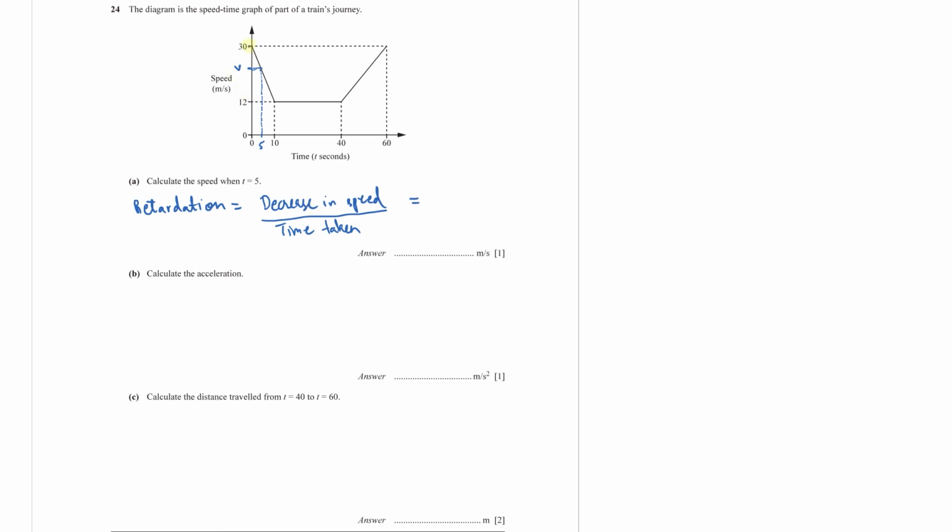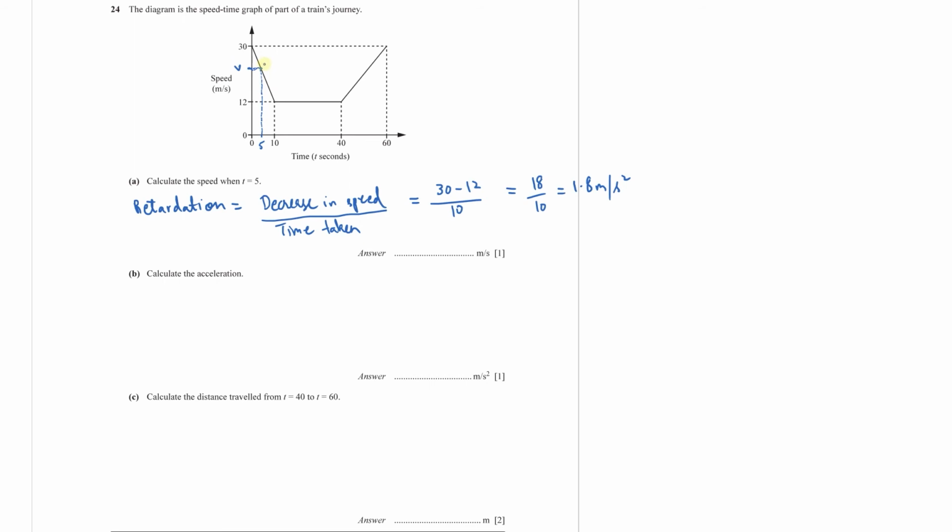So what is the decrease in speed? Your speed decreased from 30 to 12. So this will be 30 minus 12 divided by the time taken from 0 till 10, which is 10 seconds. So 30 minus 12 is 18, divided by 10, which is 1.8 meters per second squared. So this is your retardation for this duration between 0 and 10. It should be 1.8 no matter at which point on this line you calculate the gradient.